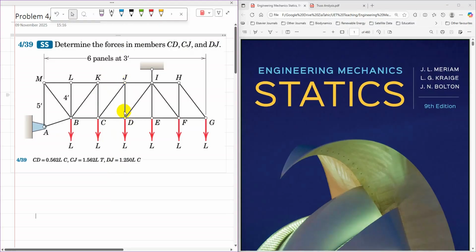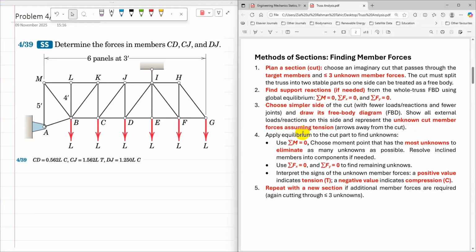Because member forces are required in only three members of the whole truss, the most suitable method to analyze this truss is the method of sections. These are the steps to find member forces using the method of sections. We need to plan a cut, and that cut must pass through the target members. The target members are CD, CJ and DJ.